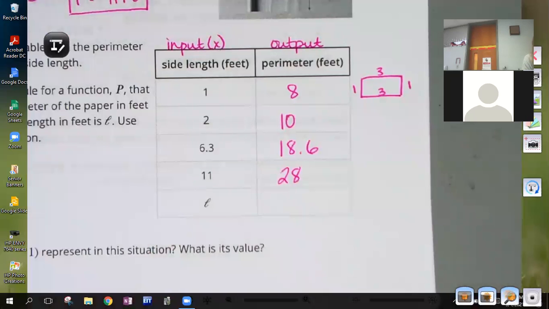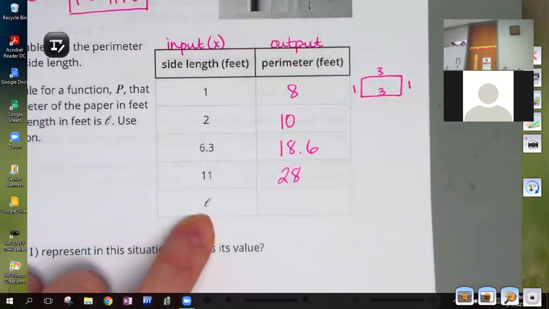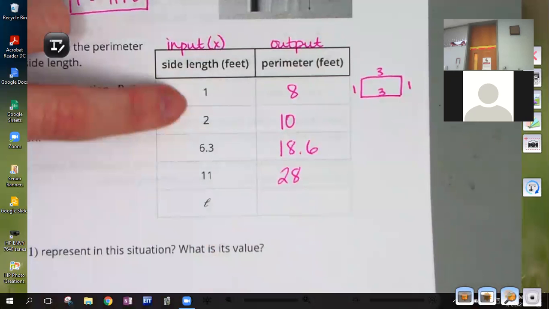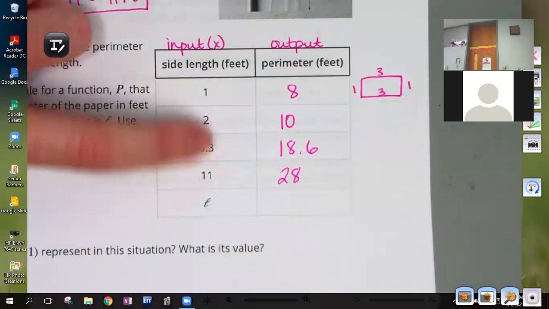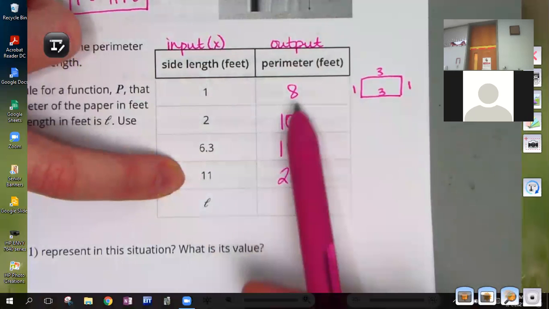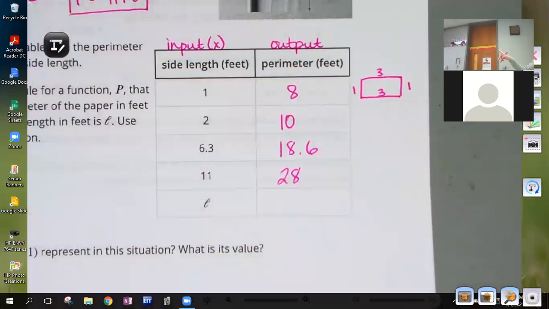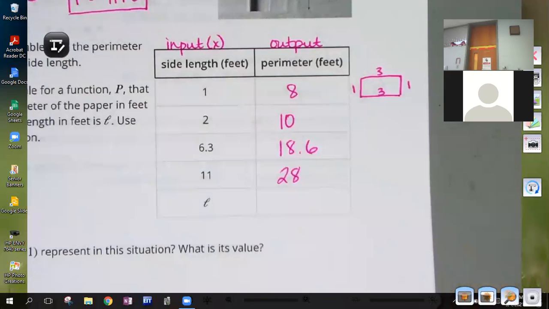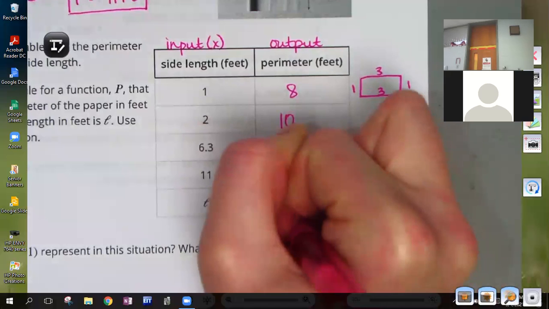Okay, now we just have L for side length. What did we do every single time mathematically to these side lengths in order to produce our output? First thing we did was double it. So how do I mathematically show that? Times 2. What would it look like? It'd be 2 times L, because of the side length.